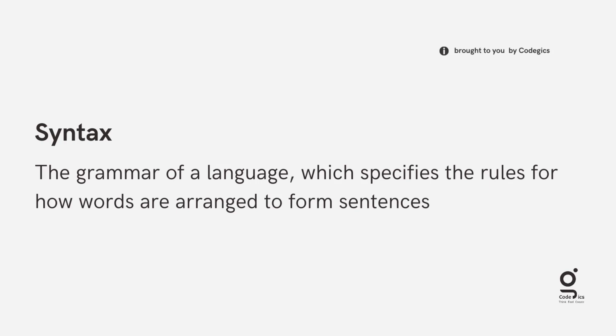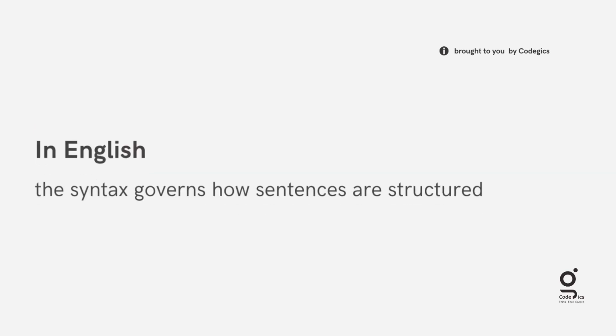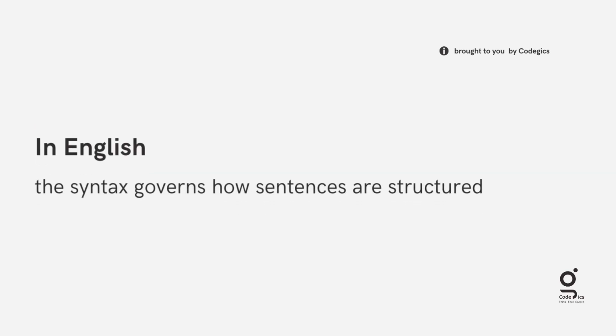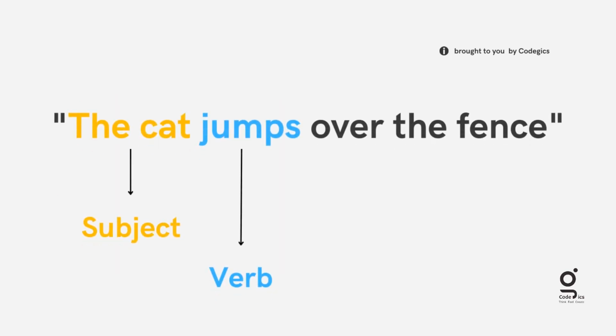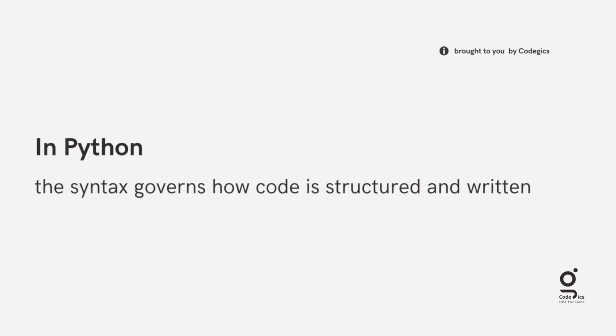Let's take the example of English as a human language. In English, the syntax governs how sentences are structured, and the grammar rules include things like subject-verb agreement and the use of punctuation. For example, "the cat jumps over the fence" follows the proper syntax and grammar rules of English. Similarly, in programming languages like Python, the syntax governs how code is structured and written.